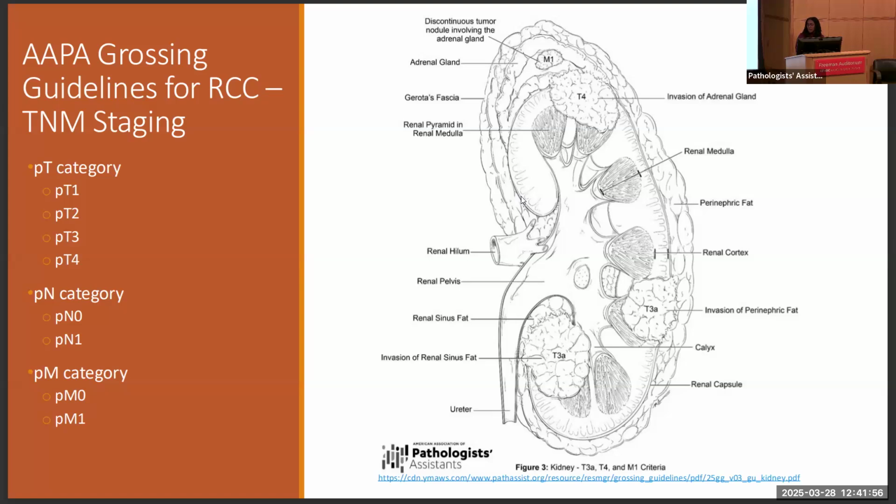The pN category is for lymph nodes. pN0, there's no regional lymph node metastasis. pN1, there's metastasis to the regional lymph nodes. The pM category is just for distant metastasis. pM0, no distant metastasis. pM1, there is a distant metastasis.